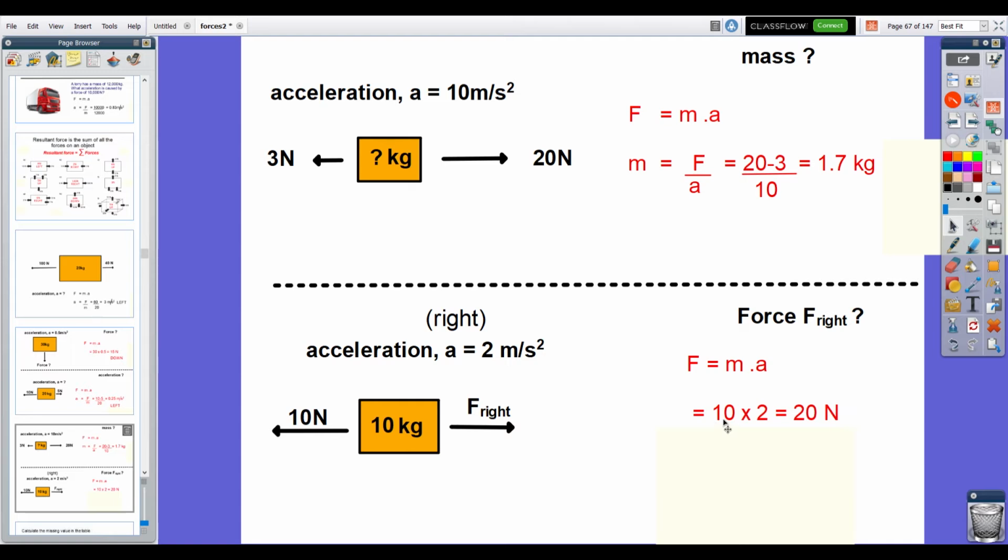Which is 10 times the mass times 2, which is 20 newtons. So how do you get a 20 newton acceleration to the right? That means the resultant force must be 20 newtons. So it's only by having F right of having an acceleration of 30 that we can counteract this other 10, which gives us an overall acceleration of 2 meters per second. Because F right minus the 10 must be giving us this 20 newtons.